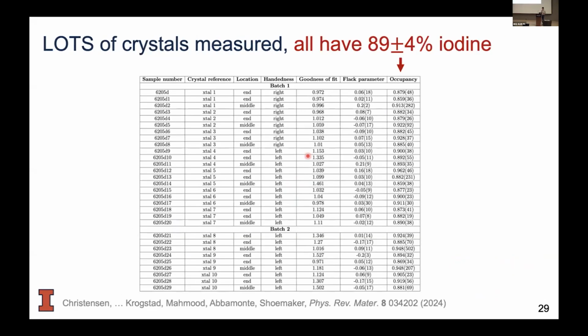We took these crystals to our chemistry lab, and each one of these rows is a single crystal data collection. We were actually curious about the chirality of it, to see if they were mixed left and right, which they are. But every time we do a single crystal diffraction study, this is the iodine occupancy. All of them come back about 10% deficient in iodine. This is why the compound is actually insulating and not metallic.